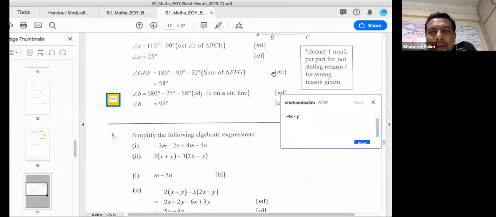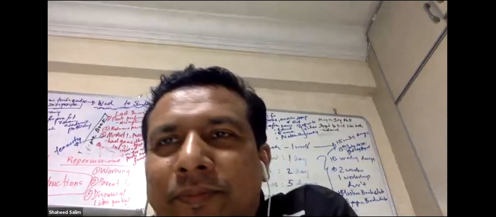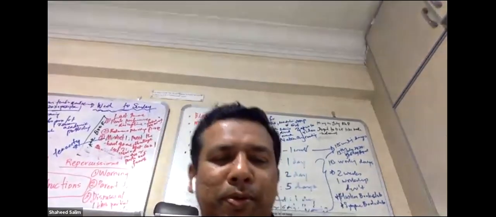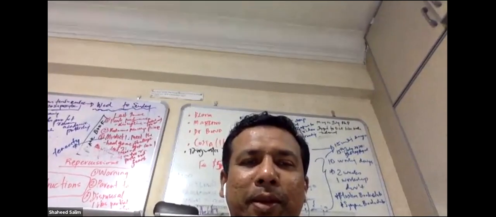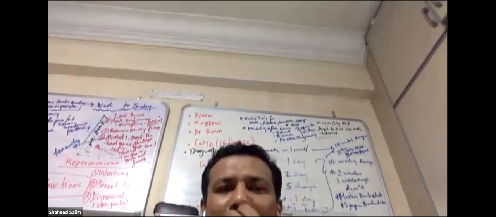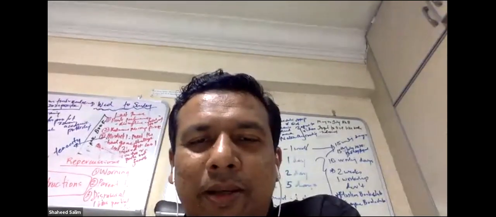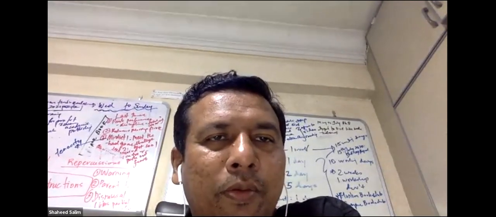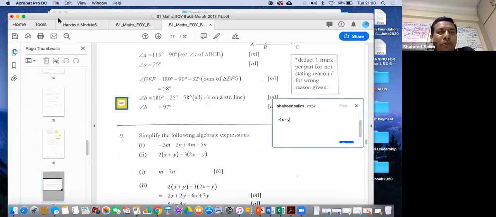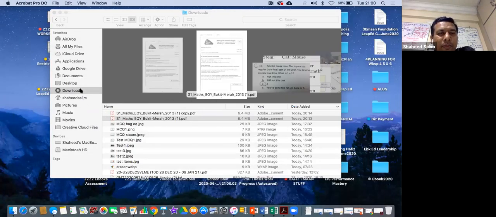Show me again. But you didn't correct your minus 3 times minus y. You didn't make it plus 3y. Right? You must change the last term. Okay, wait. Hold on. Don't take it down yet. Okay, take it down. I'm going to show you something now. Okay, you can take it down.